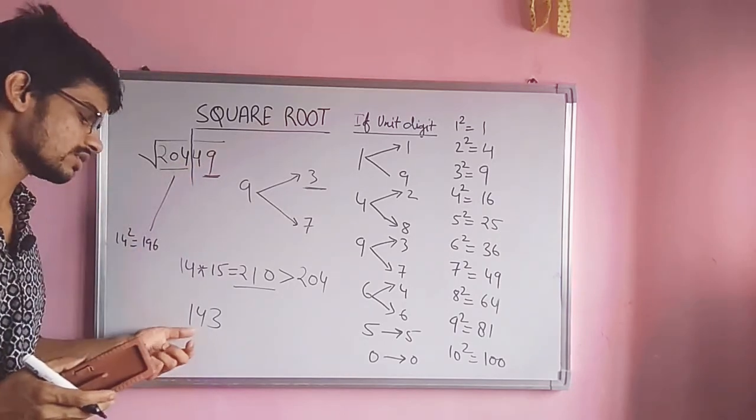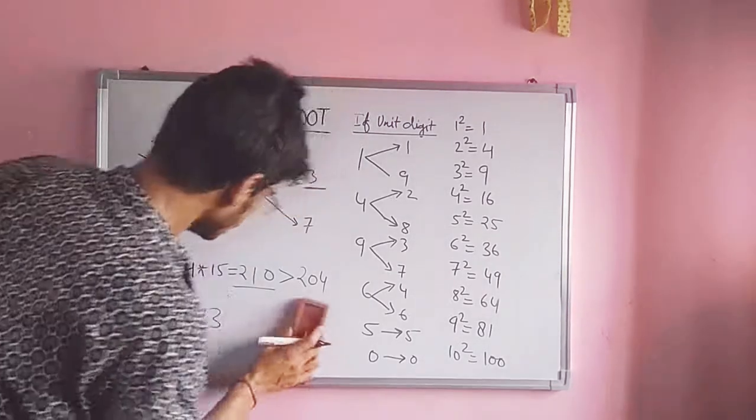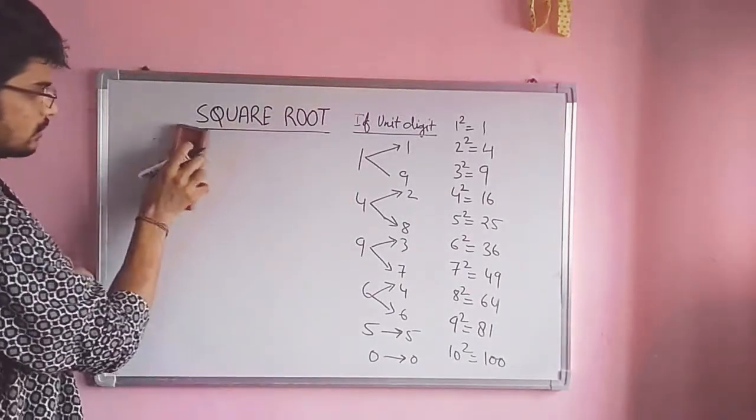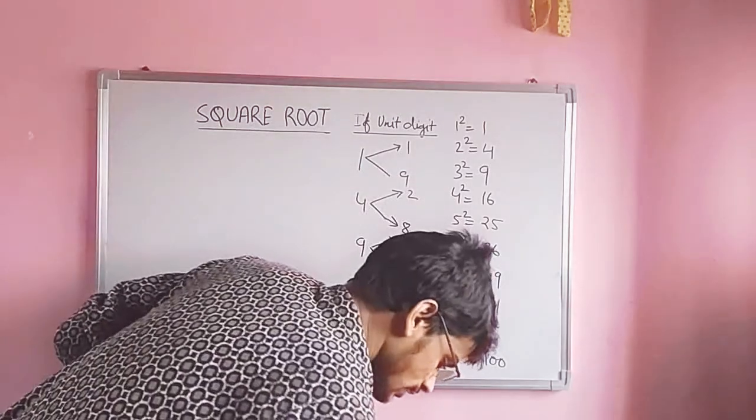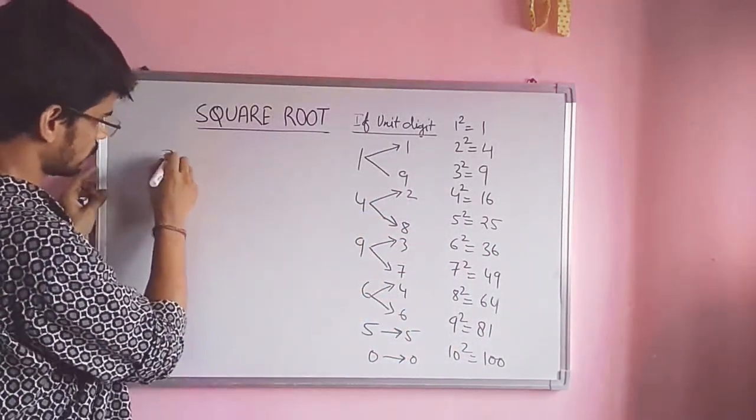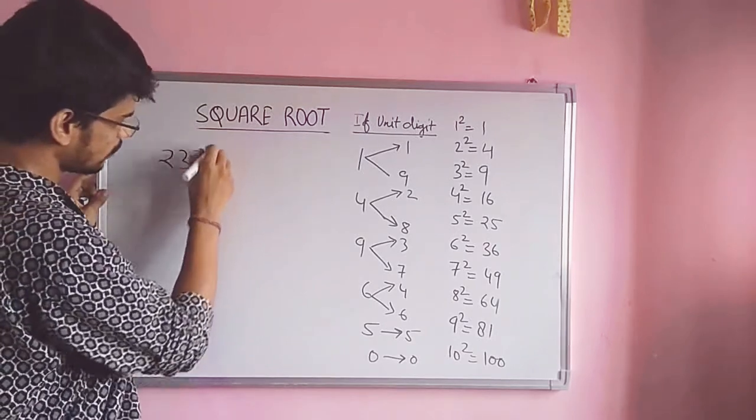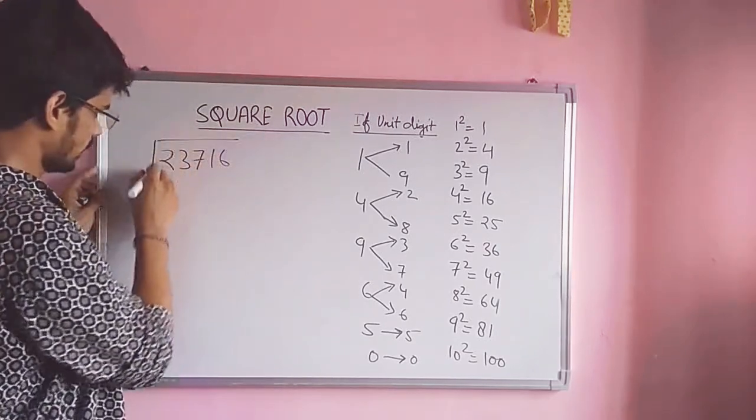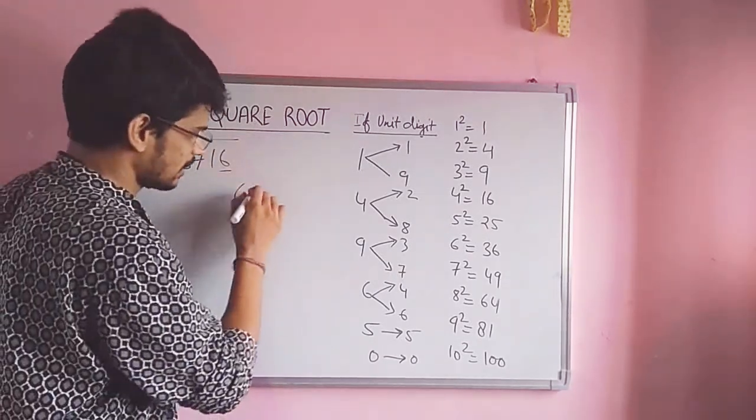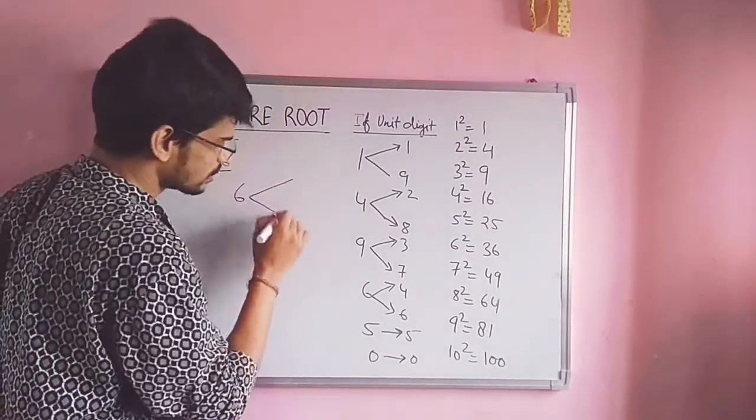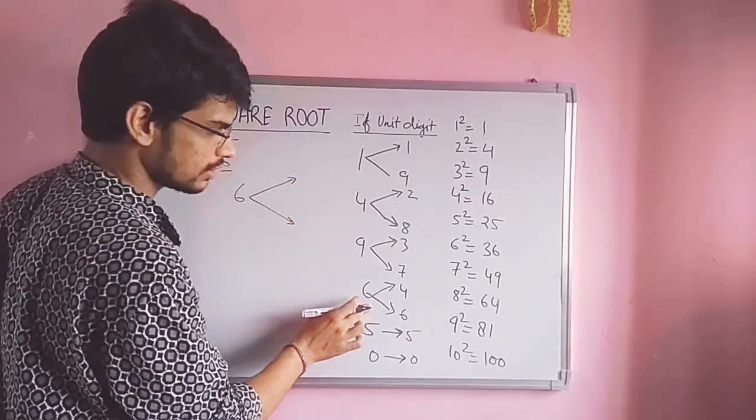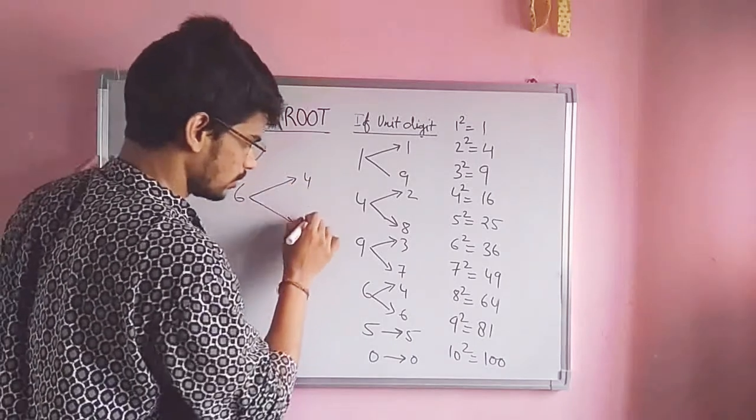The square root of 20449 is 143. Let's take another example, that is 23716, ending on 6. Now the units place is 6. Let's see, the square root's unit digit is either 4 or 6.